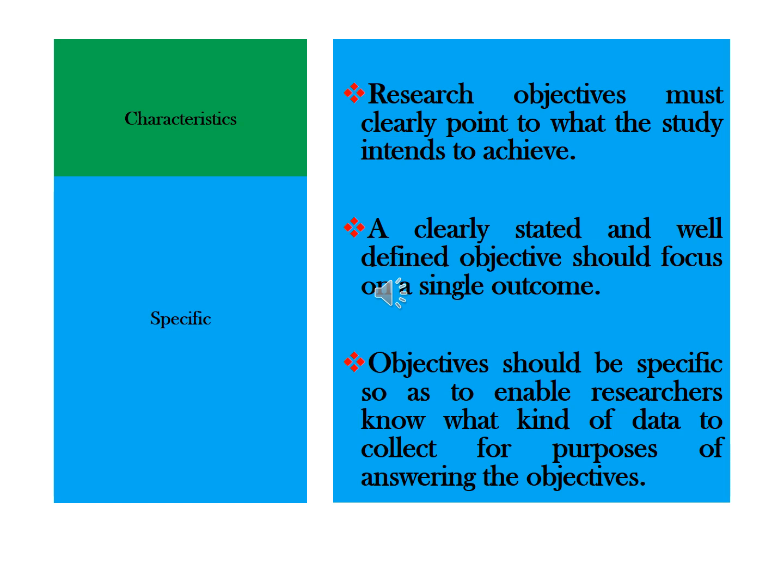One of the major characteristics is that a good research objective should be specific. Specificity here means clarity. It must be clear. It must point to an issue that can easily be identified. And a clearly stated and well-defined objective is one that focuses on a single outcome. It should be noted that one single research cannot be a solution to all research issues.